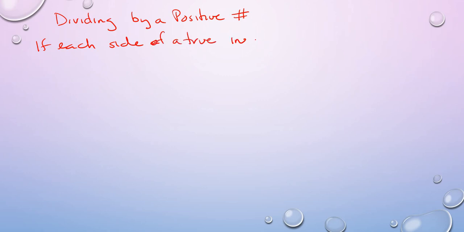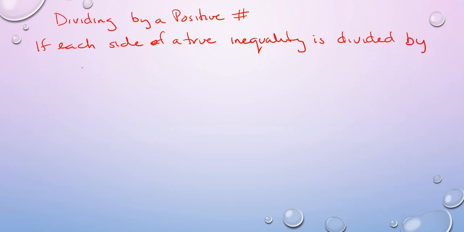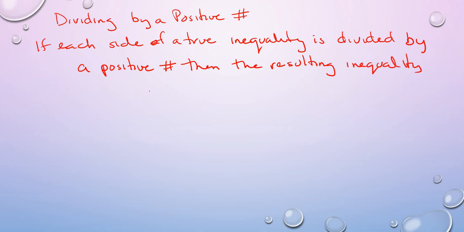So, dividing by a positive number, and this is going to read very similarly to the others: if each side of a true inequality is divided by a positive number, then the resulting inequality is also true. So 3x is less than 12, divide by 3, x is less than 4.